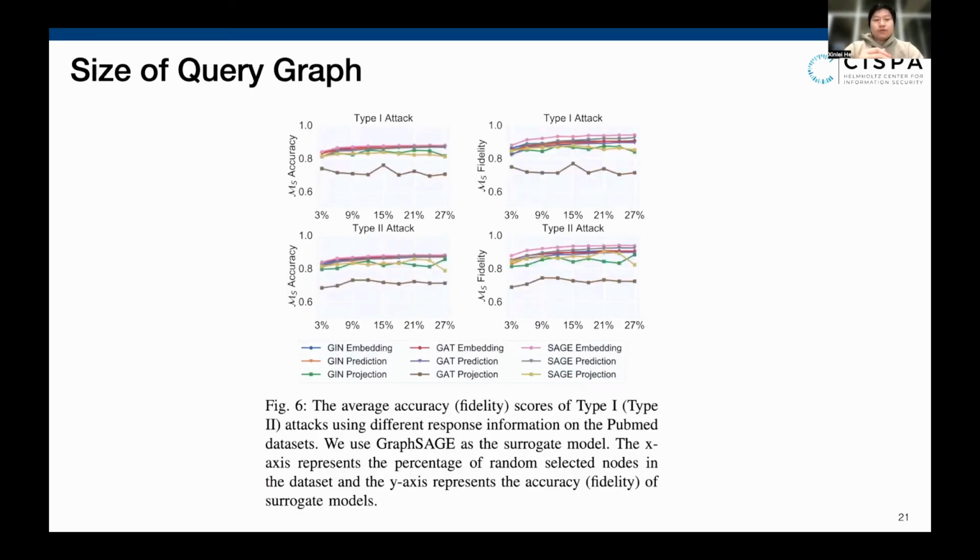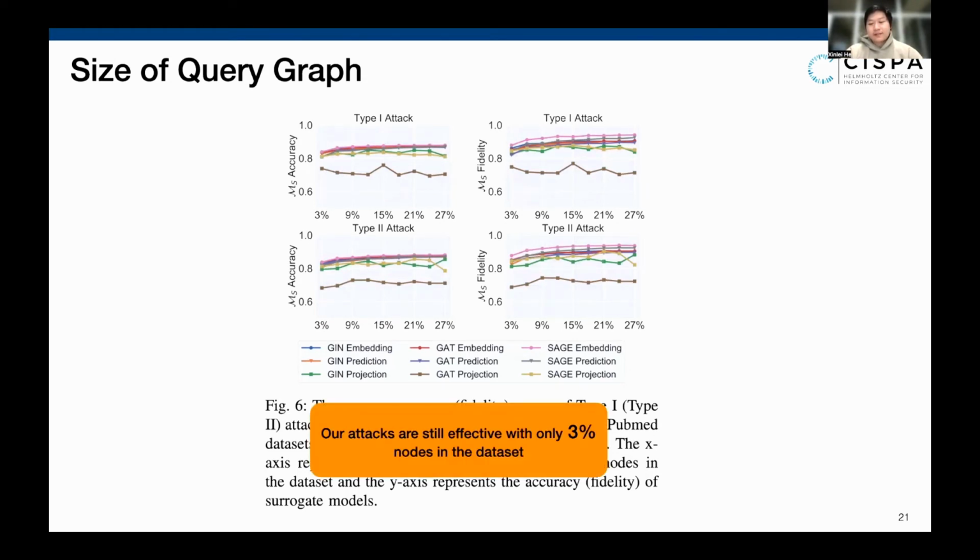Later, we show how the size of the query graph affects attack performance. As we can see from figure 6, the attack performance is very stable, and our attack is still effective with only 3% of nodes in the dataset to form the query graph. This further shows the severe risk of model stealing attacks against GNNs, because the adversary can basically leverage much less data to launch an effective attack.